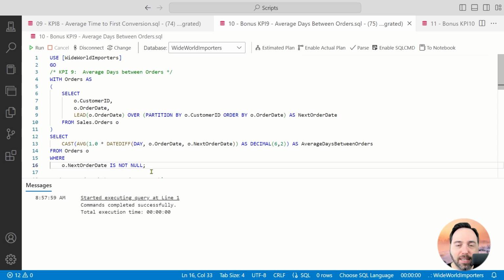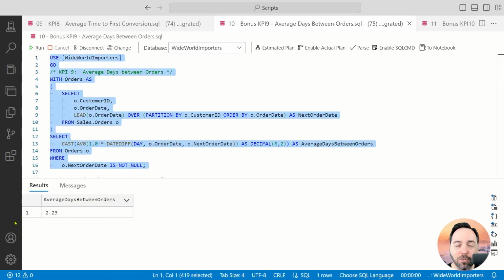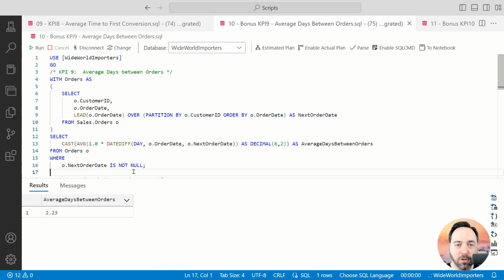In other words, we are going to skip the last order for each customer, as we don't know when they'll order from us next. I also left the calculation of average days between orders alone, not putting it in a cross-apply operator. It's not terribly difficult to understand, but there is a little bit of mental overhead. Running the query, we can see that there is an average of 2.23 days between orders.